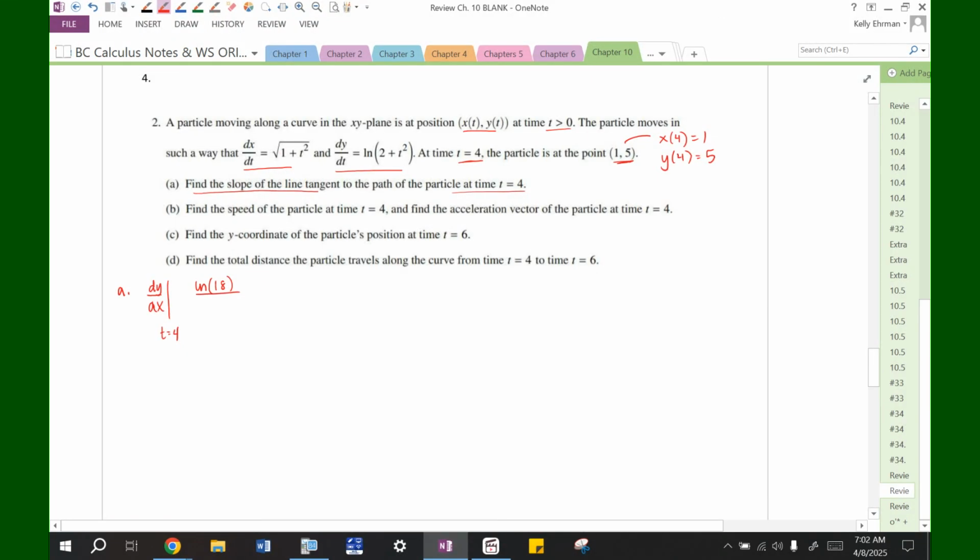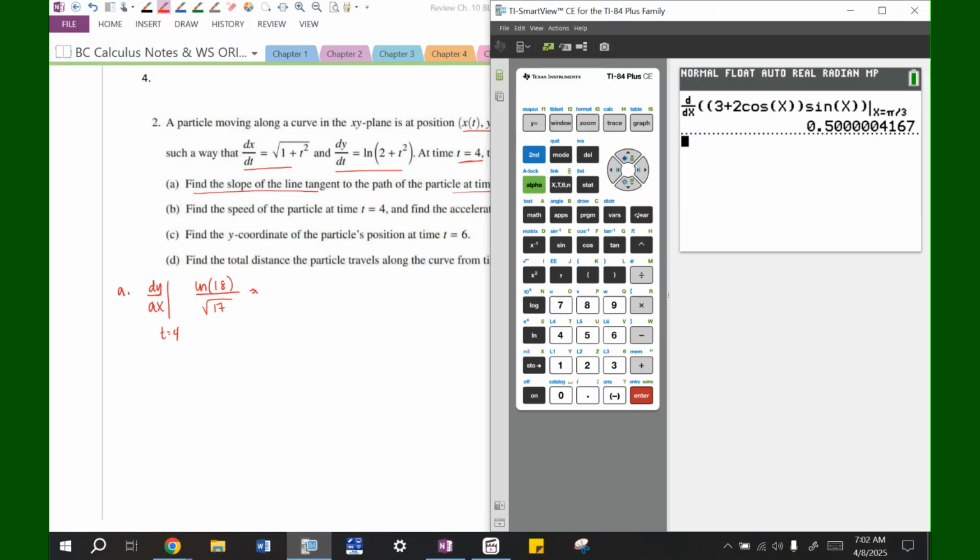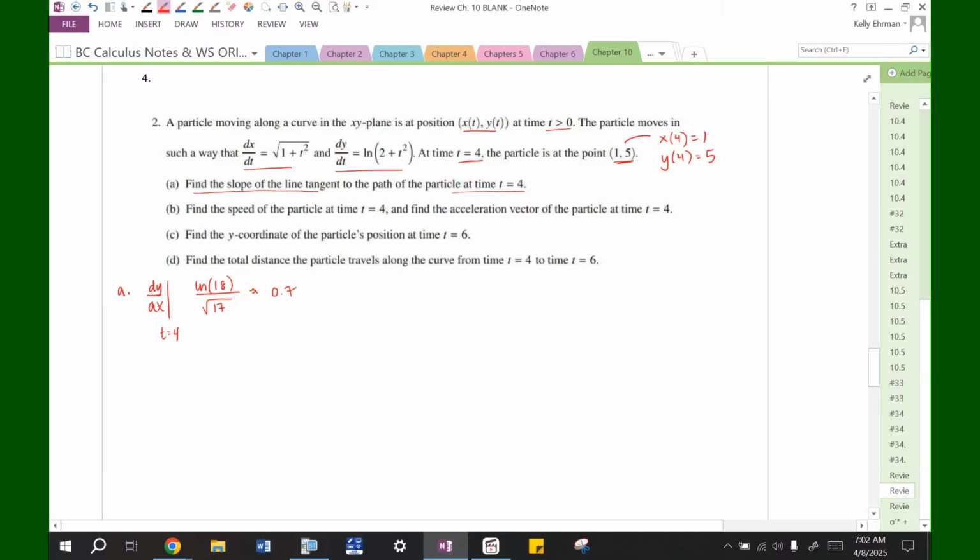Over dx dt, when you plug in 4, is square root of 1 plus 16, square root of 17. So I'm getting about 0.701 for that slope. That's all we have to do for part A. Part B: find the speed of the particle at 4 and find the acceleration.